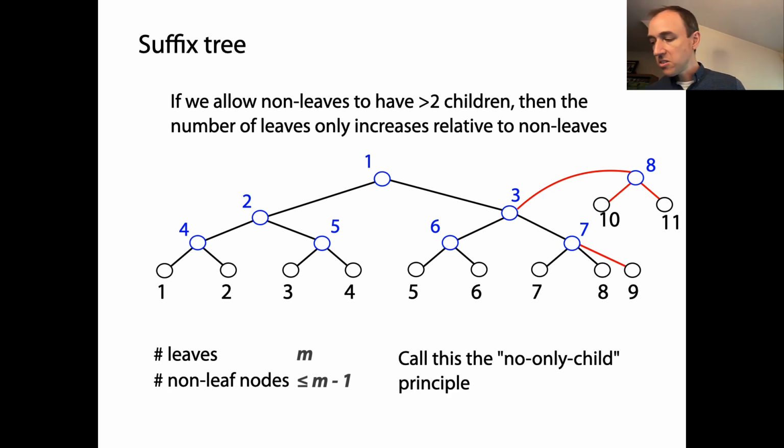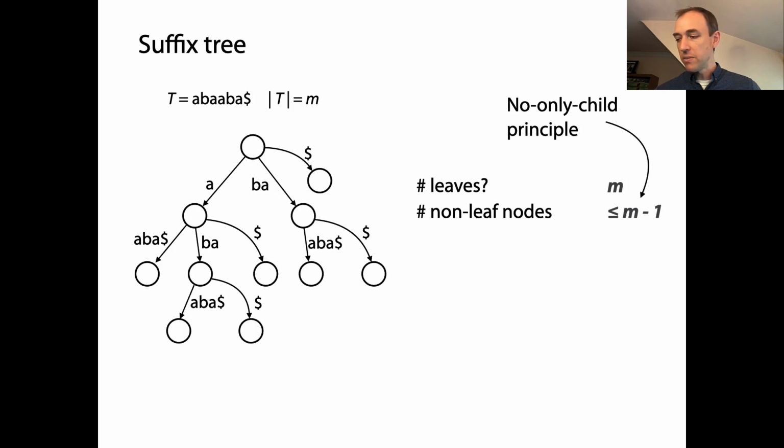Okay, let's call this the no only child principle. That if we have no only children in our tree, in other words, we have a tree consisting of leaves and then non-leaves that have 2 or more children, then the number of non-leaves is at most the number of leaves minus 1. And this is a property that our new tree has, the tree that we get if we start with the suffix trie and then do all the coalescing. All right, so the no only child principle tells us this.